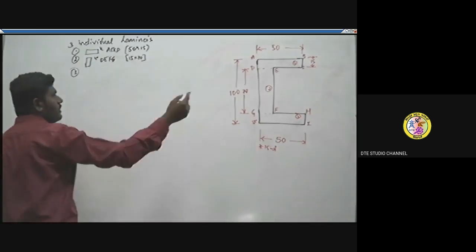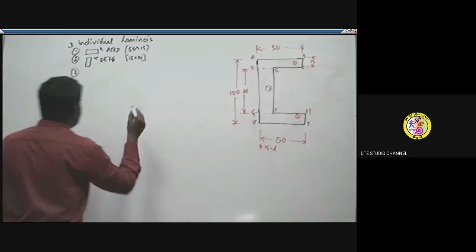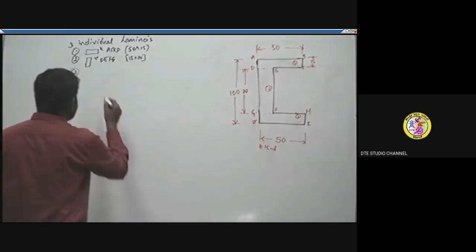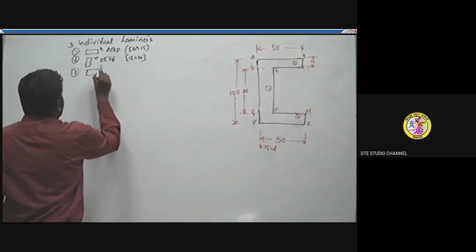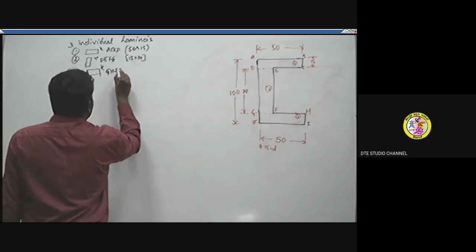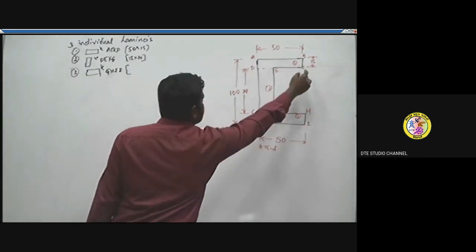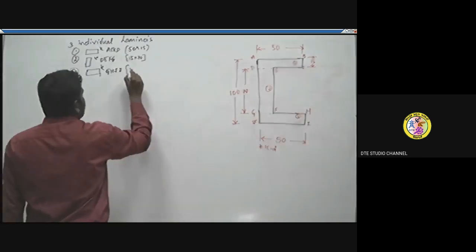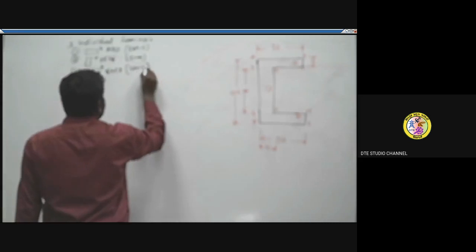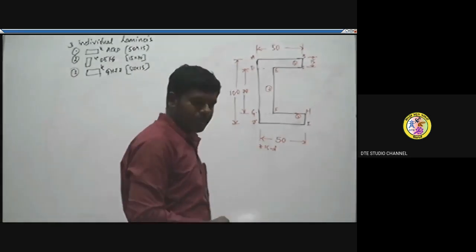And the last one is GHIJ. It is also in the form of a rectangle, isn't it? So for GHIJ, the cross section is the same, 50 into 15. Hence we have divided the one complete lamina into three individual laminas.